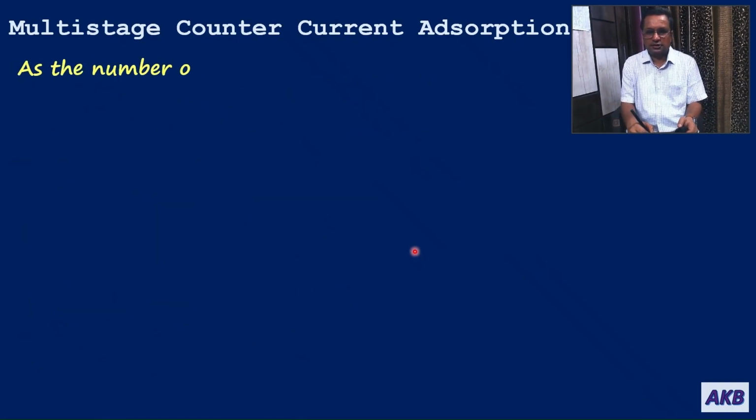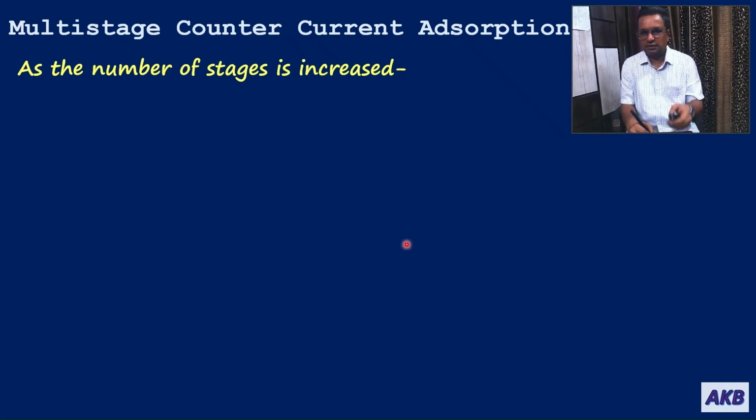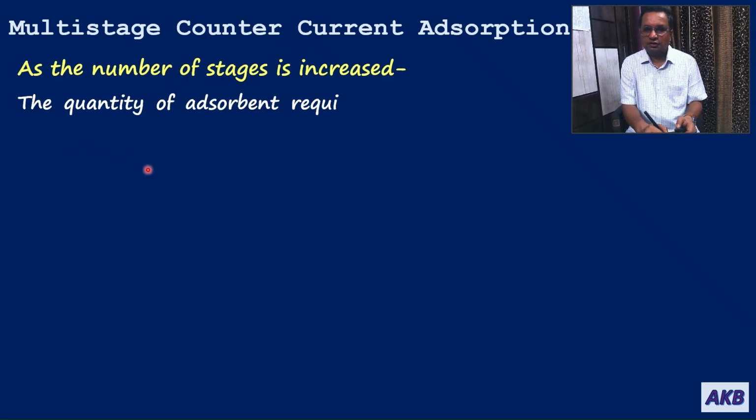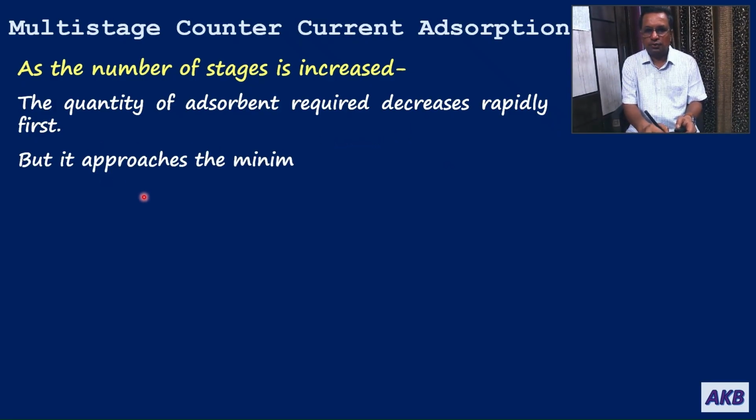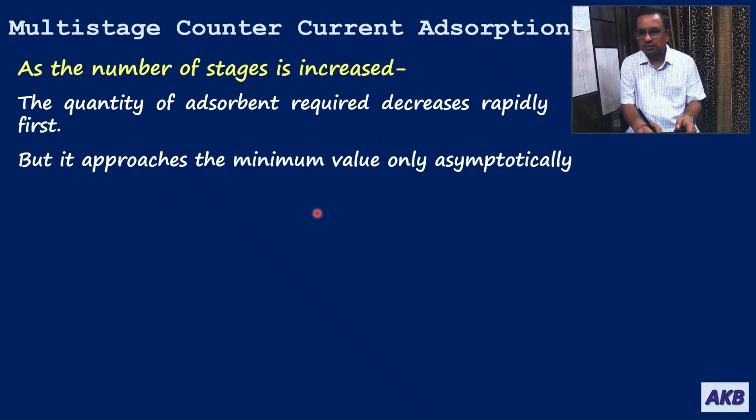Now, as the number of stages is increased, here we are going to understand why it is not economical to use more than two stages in a typical multistage countercurrent operation. If you try to increase the number of stages in the cascade, the quantity of adsorbent required will decrease rapidly initially, but it approaches the minimum value only asymptotically.